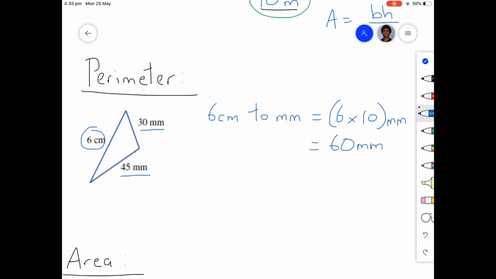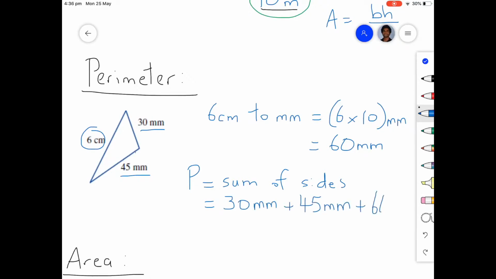Now we can actually solve the perimeter. So the perimeter equals the sum of sides, and all we need to do now is add together all of the side lengths. 30 millimeters plus 45 millimeters plus 60 millimeters. And so our final answer for perimeter will be 135 millimeters. And as always with perimeter, we don't need to worry about squared units because we're just adding the units together. So the perimeter of that triangle is 135 millimeters.